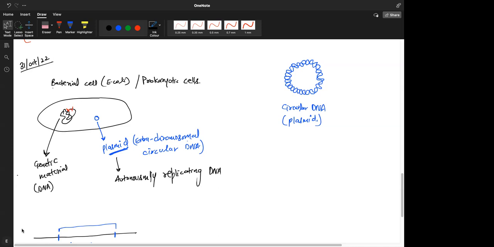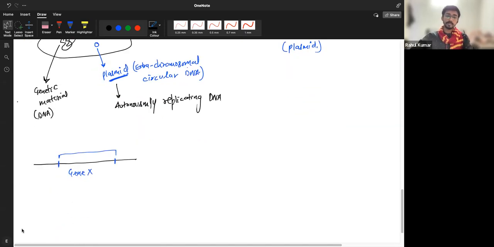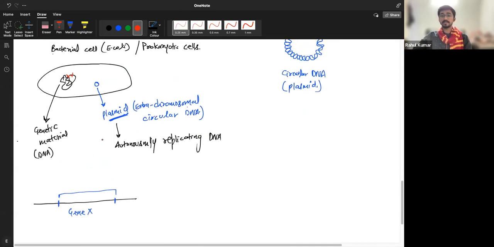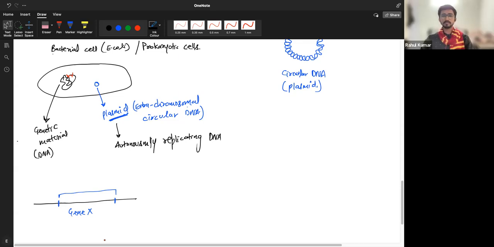Yes, sir. But the problem is that this plasmid does not contain the gene X that I want to study. Plasmid has its own genes. So what to do? Restriction enzyme. What will you do with restriction enzyme?